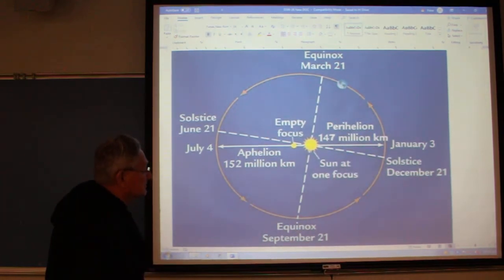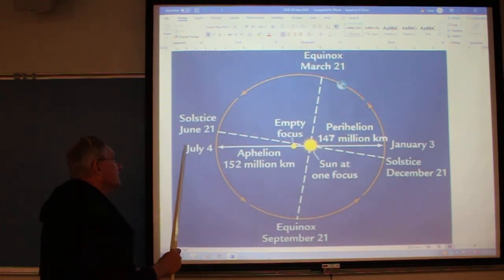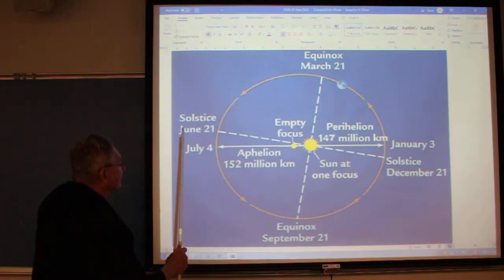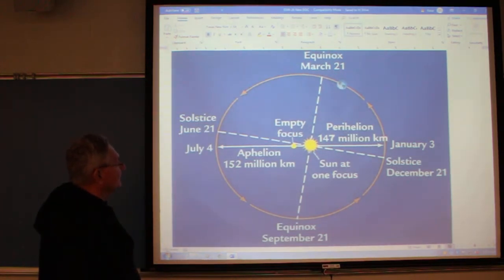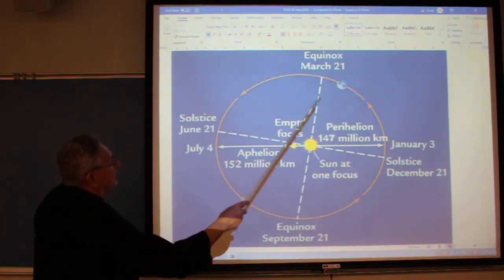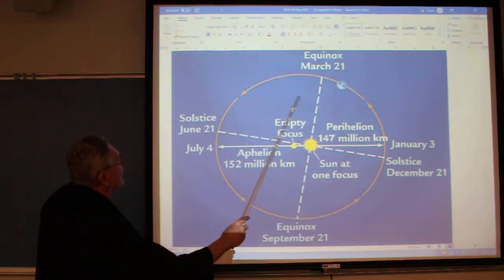When is it closest in the southern hemisphere? July 24th. But for us, that's when we're further away. So that is because the orbit is an ellipse.